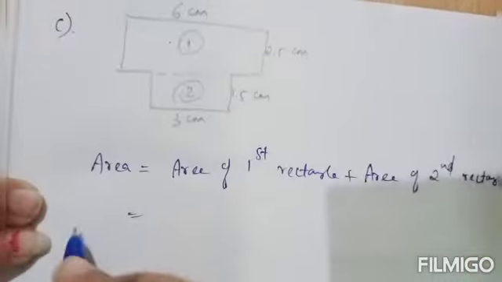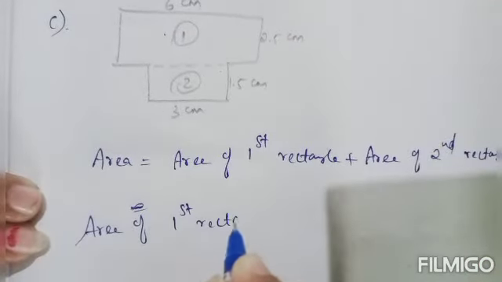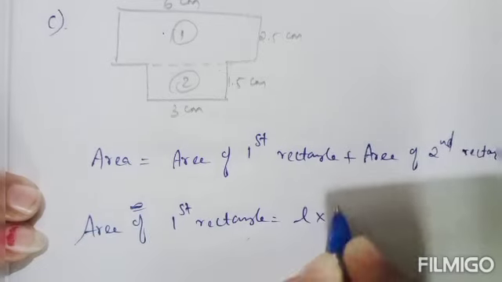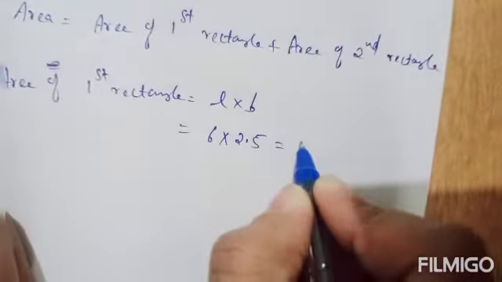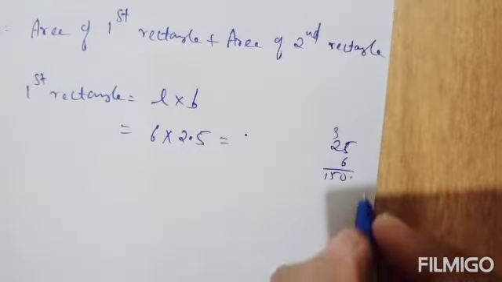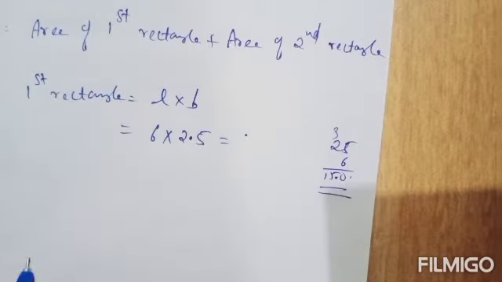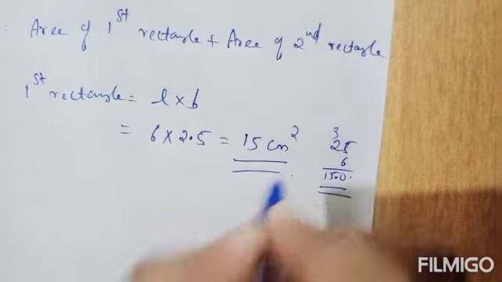Okay, now area of first rectangle, how can you find? The formula is length into breadth. What is the length of the first rectangle? It is 6 centimeter. Breadth is 2.5. So 6 into 2.5, what will you get? It is 25 into 6, it is 150. After decimal point 1 digit is coming, so here also after decimal point 1 digit should come. So you will get 15 centimeter square.